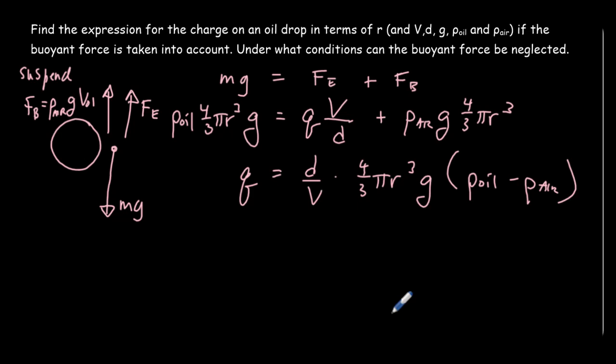Now, the density of oil is a little lower than the density of water. And the density of water is about 800 times the size of the density of air. So typically speaking, the density of oil is about, say, 700 times as much as the density of air. So that's our condition under which we can neglect the buoyant force. As long as the density of the oil is significantly greater than the density of air. And that's going to be true for any oil that I can think of.